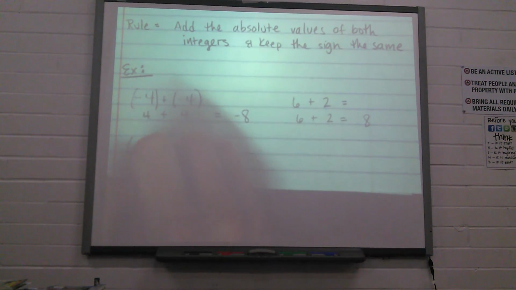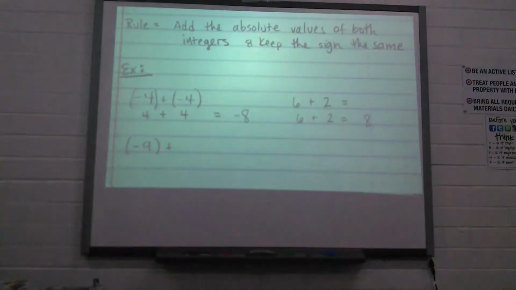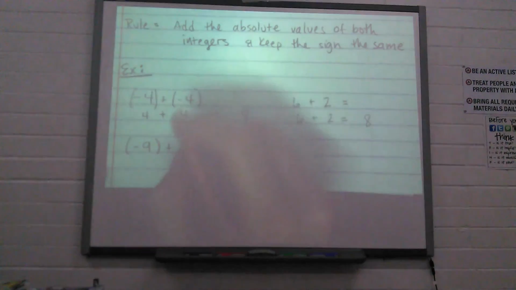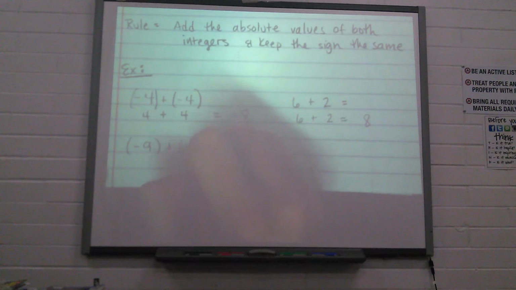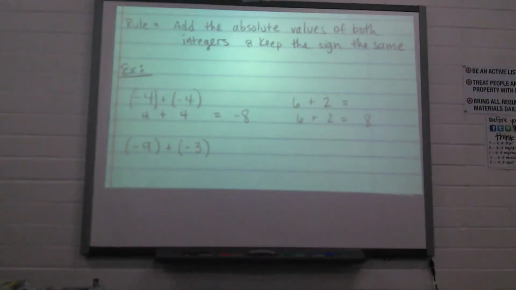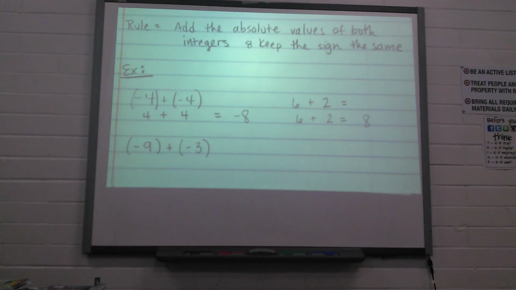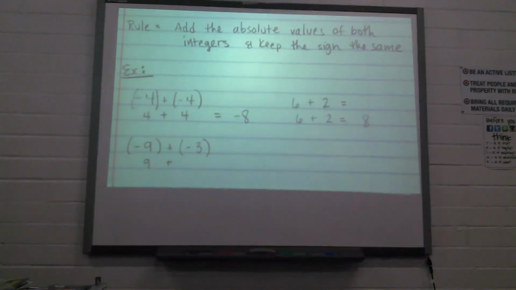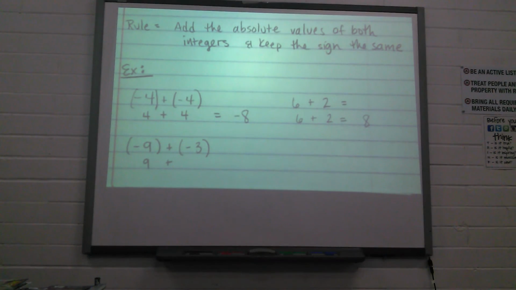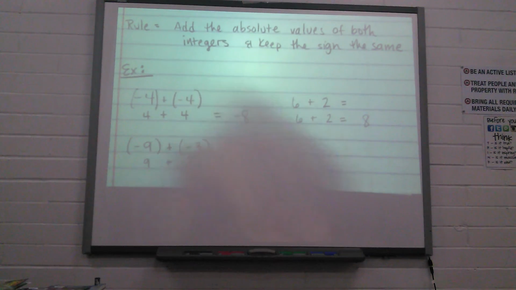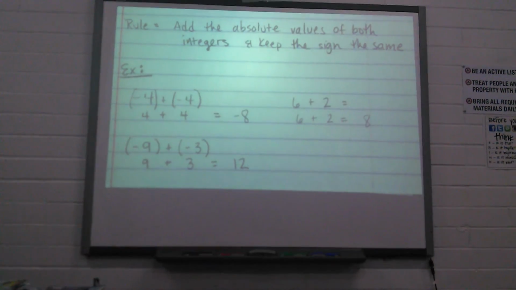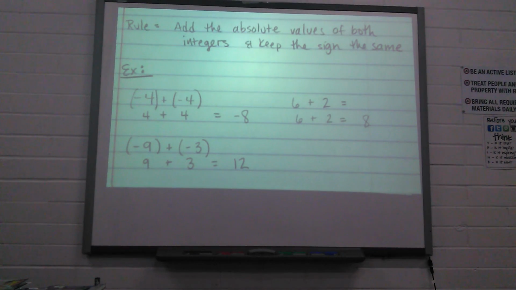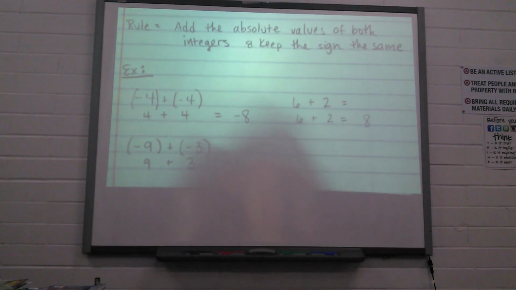Negative 9. Remember, I'm just using parentheses so I don't confuse them with the addition sign. Plus negative 3. What's the absolute value of negative 9? That's right, it's 9 because it is 9 places away from the 0. Plus, what's the absolute value of negative 3? 3, that's right, because it is 3 places from 0. So 9 plus 3 is 12. And I'm going to keep my signs the same, so since they're both negative, my answer is going to be negative.